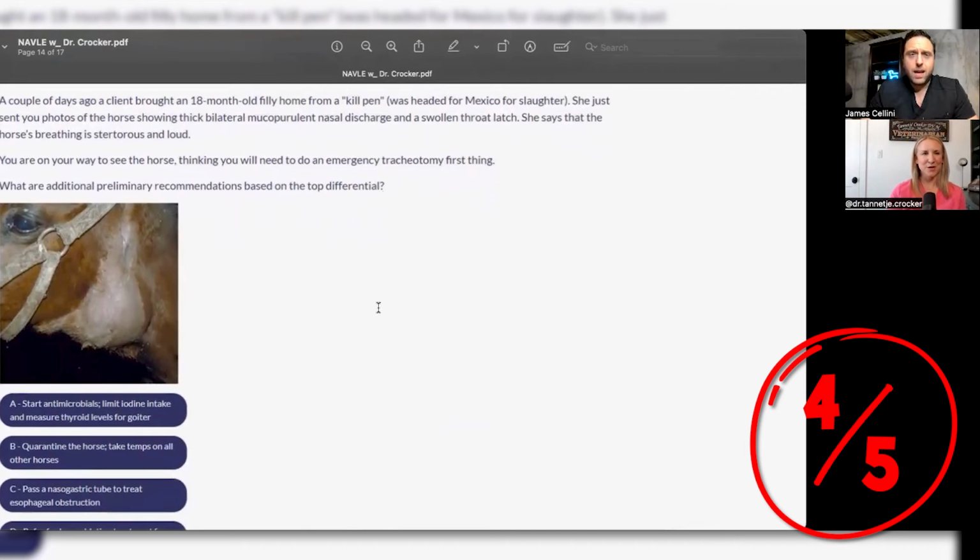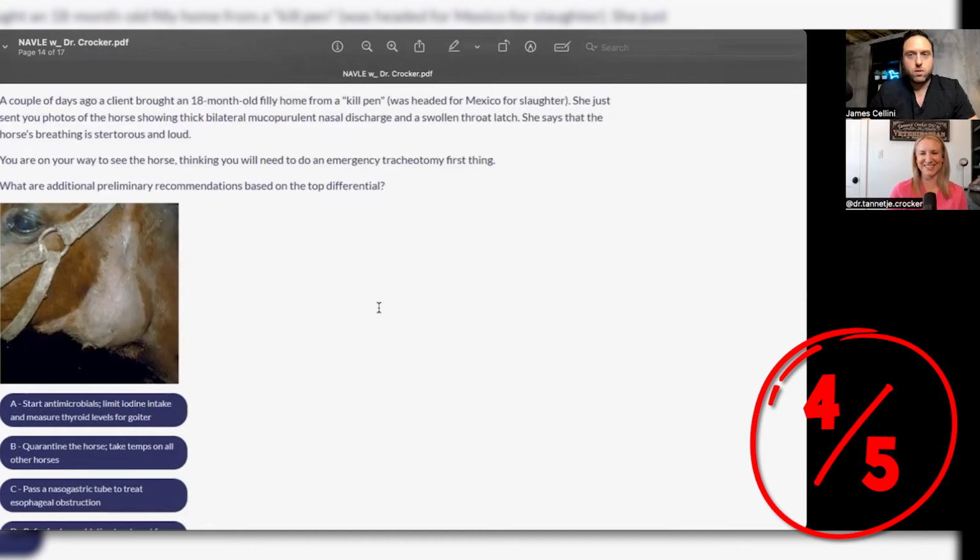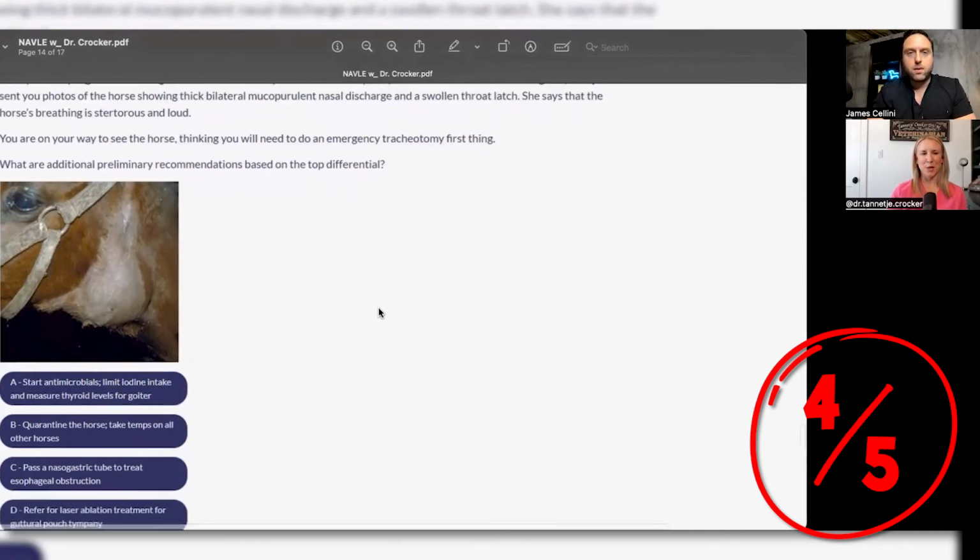A couple of days ago, a client brought an 18-month-old filly home from a kill pen, headed for Mexico for slaughter. She just sent you photos of the horse showing thick bilateral mucopurulent nasal discharge and a swollen throat latch. She says the horse's breathing is stertorous and loud. You're on your way to see the horse, thinking you will need to do an emergency tracheotomy first thing. What are additional preliminary recommendations based on the top differential?